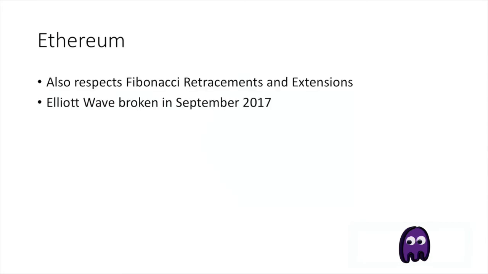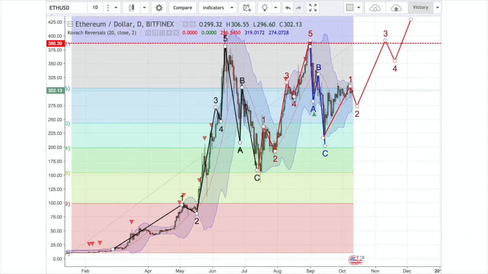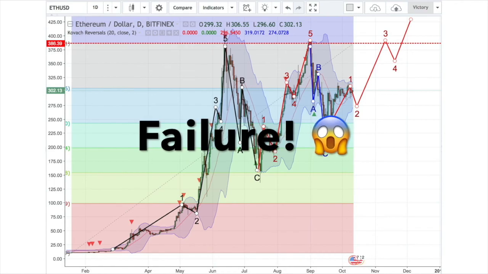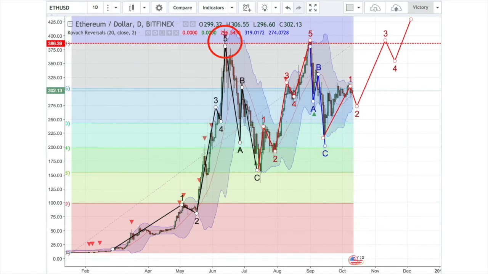Let's take a look at Ethereum. Ethereum also respects Fibonacci retracements and extensions. However, the Elliott wave was broken in September of 2017, and we'll discuss why. So here we take a look at what originally was thought to be the Elliott wave with the retracement here. This is shown in black. However, we failed to break this high shown at 5 in black. This means we have to start over or redo our analysis entirely.